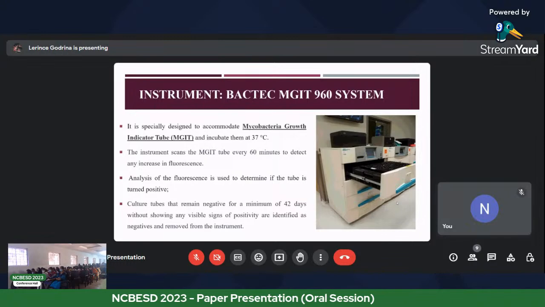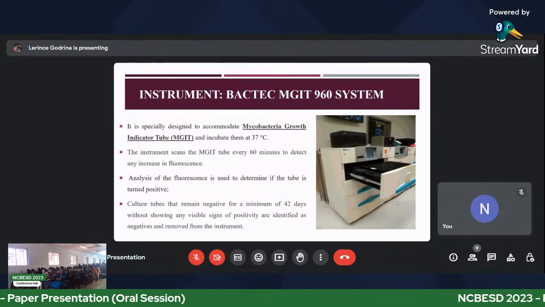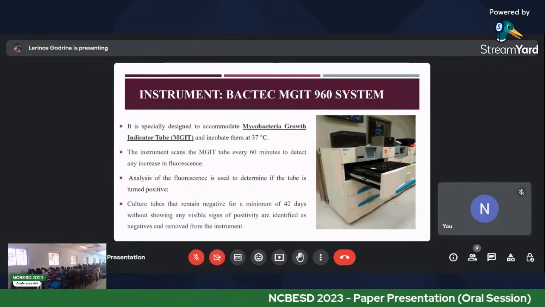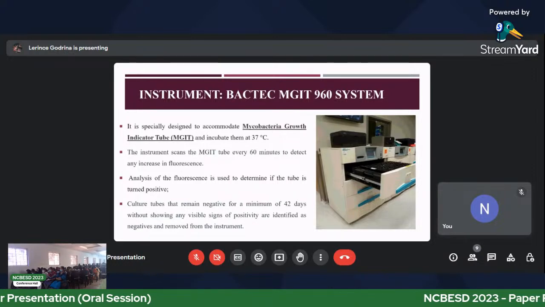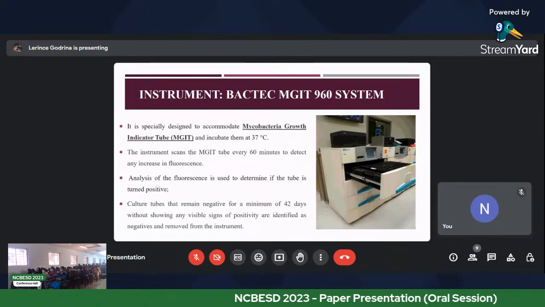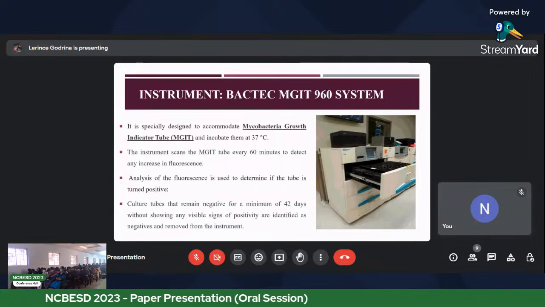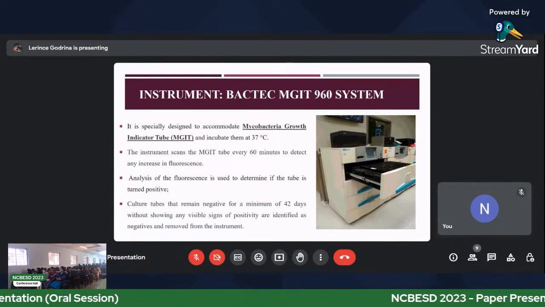This is the BACTEC instrument in which I handled my tubes. I've loaded my processed specimen tubes in this instrument and incubated them at 37 degrees Celsius for 7 to 8 days. The BACTEC instrument scans the MGIT tube every 60 minutes, detects the fluorescence in the tube every 60 minutes, and also helps to determine the positive tubes.